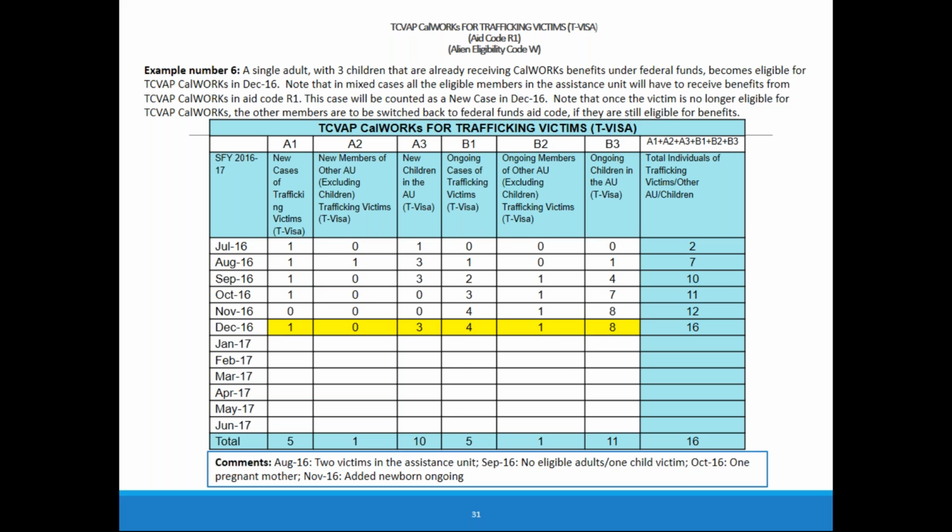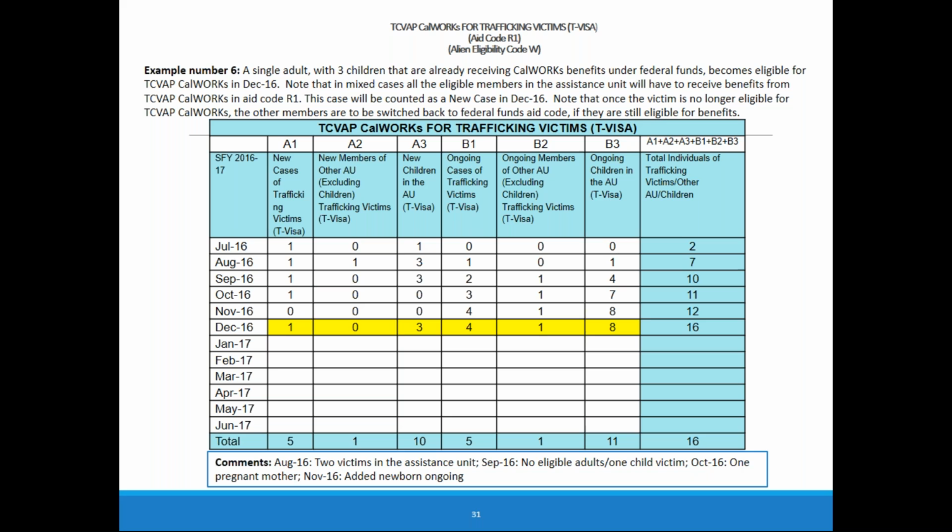2016. Note that once the victim is no longer eligible for TCVAP CalWORKs, the other members are to be switched back to the federal funds aid code if they are still eligible for benefits. This information will be entered in the December 16 row on column A1.